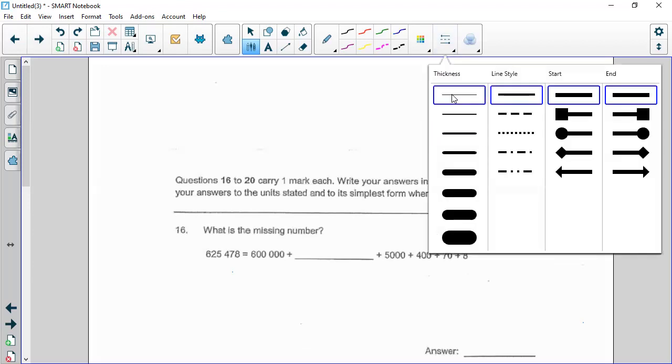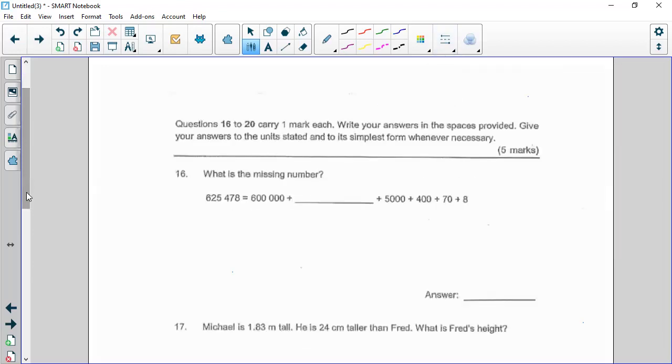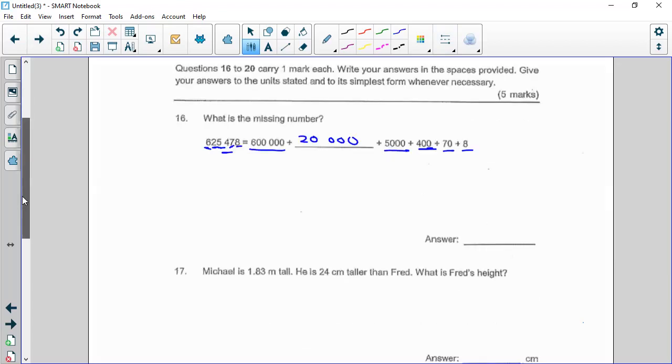Okay, hang on for a while. So what's the missing number? You look at the digit 6. What's the value? There's 600,000. What's the value of this digit 2, which is 20,000? And then digit 5 is 5,000. And then the digit 4, what's the value? 400. And then 7, 70, and 8 ones. Okay, so this is quite easy. Nothing very hard. Okay, next one.